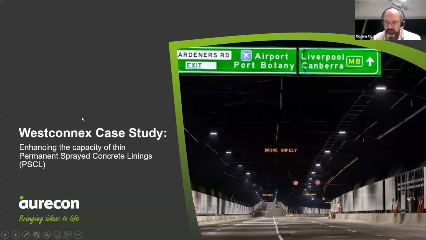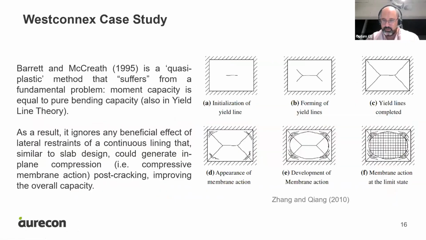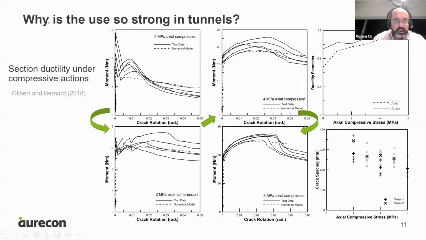It is the one with zero axial compression. You can read here in the legend, zero axial compression, and you can see once the concrete cracks at about, say, 12 newtons per meter, there's a softening behavior. As it cracks, it drops significantly, picks up a little bit, but still primarily a softening behavior.